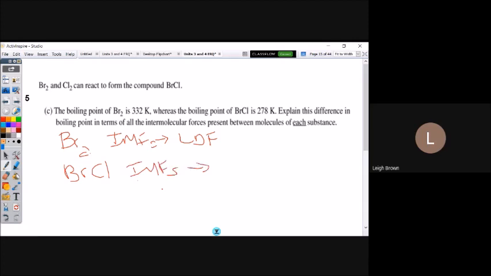Well, Br2 is nonpolar. BrCl, because you have two atoms of different electronegativities, is going to be a little polar. So it's going to have dipole-dipole forces between its molecules and LDFs. Okay, so now I've got to come to some conclusion, because when you see dipole-dipole, people are like, oh, polar is always stronger. But look at our data.